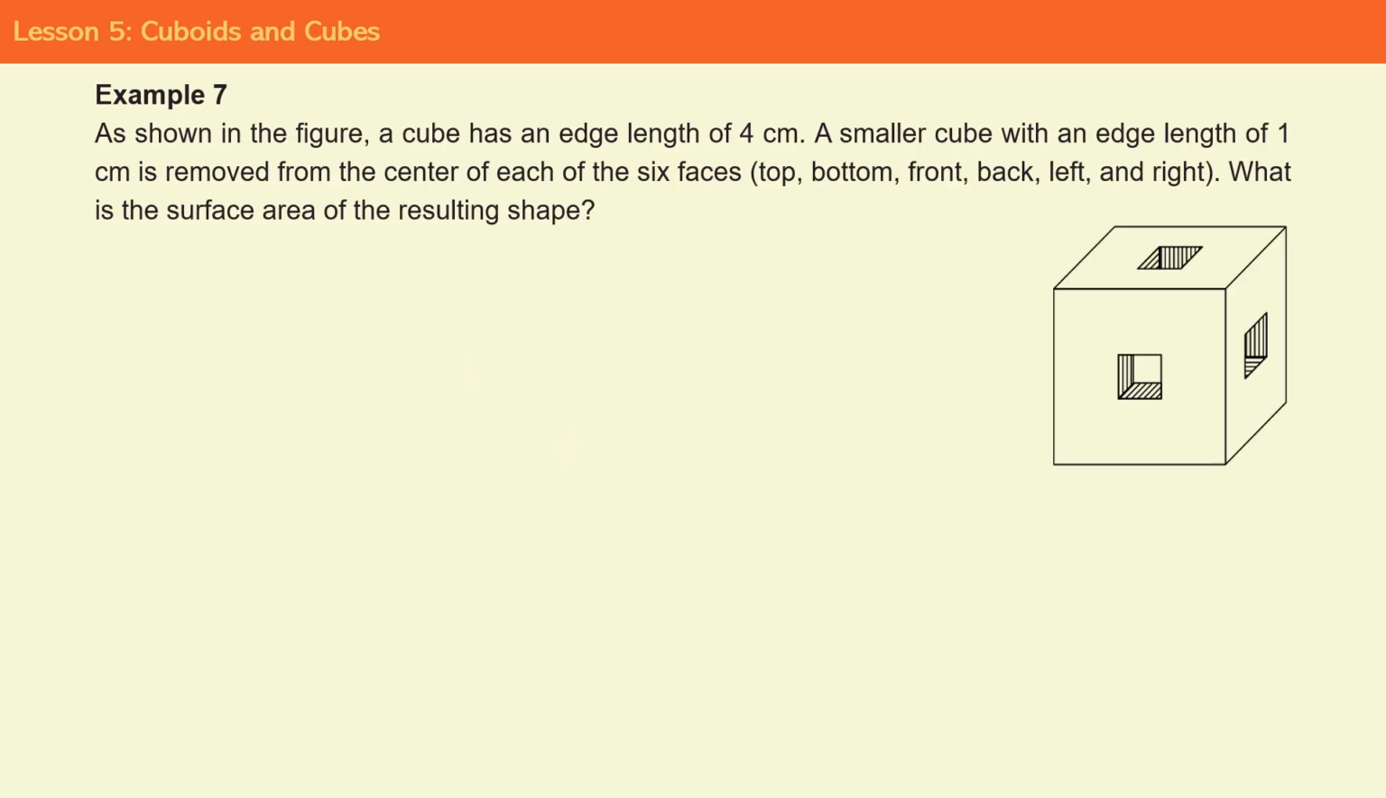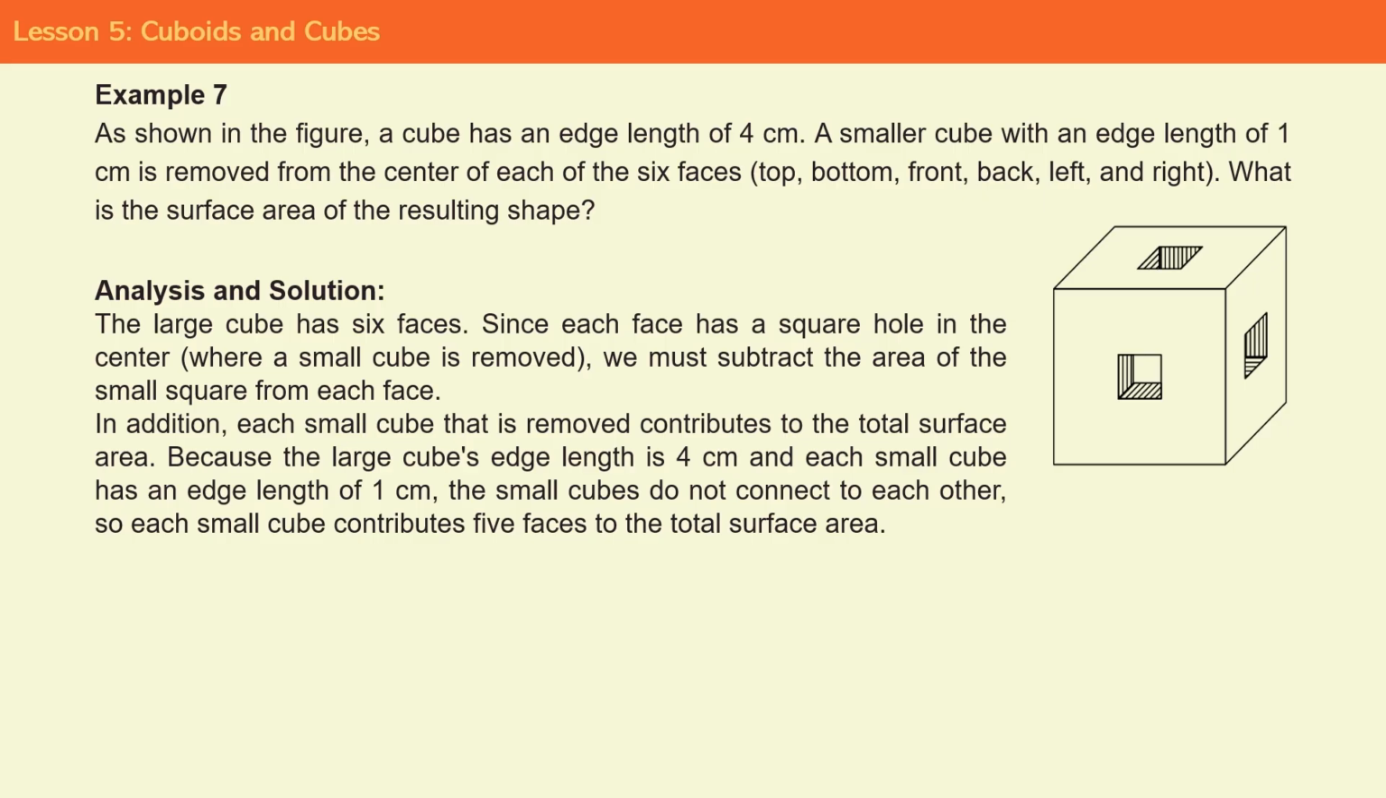Example 7, as shown in the figure, a cube has an edge length of 4 cm. A smaller cube with an edge length of 1 cm is removed from the center of each of the 6 faces: top, bottom, front, back, left, and right. What is the surface area of the resulting shape?